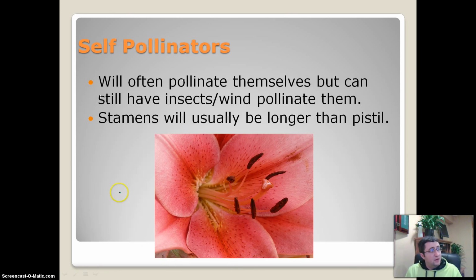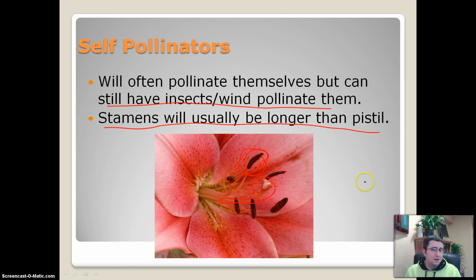We can also have self-pollinators. These will often want to pollinate themselves, but they still have the ability to have insects pollinate them. In this case, when we have self-pollinators, the stamens will usually be longer than the pistil. If you look here, we have the stamens right here that I'm circling, and here we have the pistil right here. It appears that the stamen is a little bit longer than the pistil, and that happens because this flower does not mind pollinating itself.